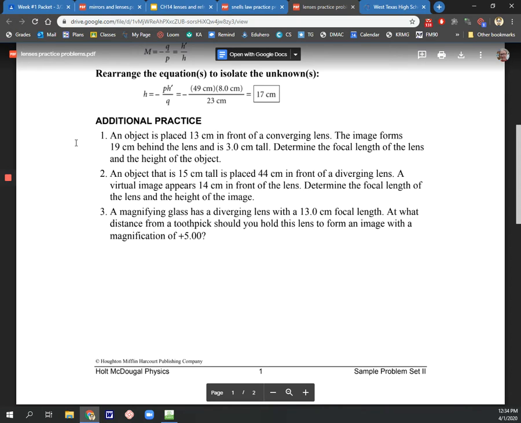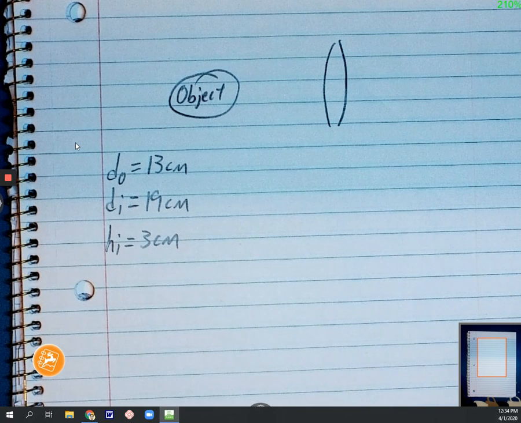Okay. An object is placed 13 centimeters in front of a converging lens, so the distance of my object is going to be 13 cm. The distance of my image is going to be 19 cm, and my image is going to be 3 centimeters tall.